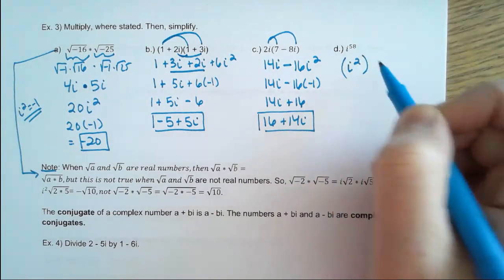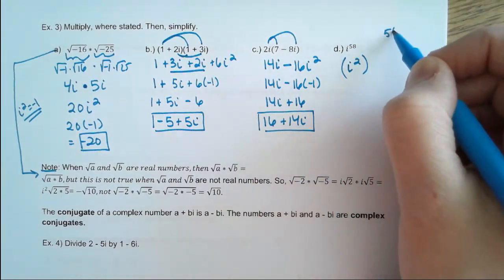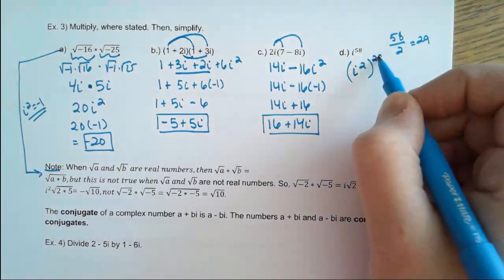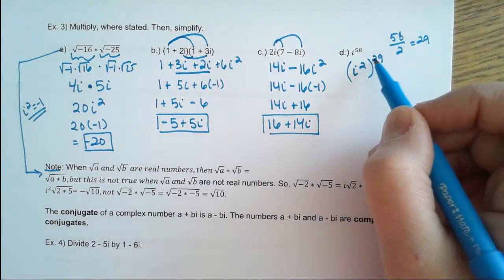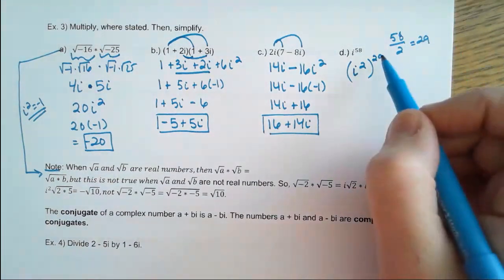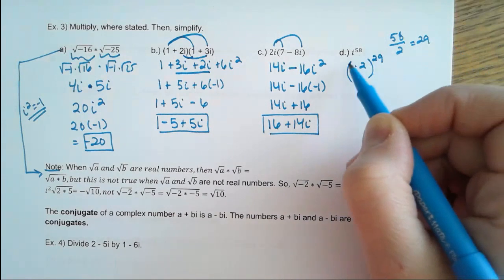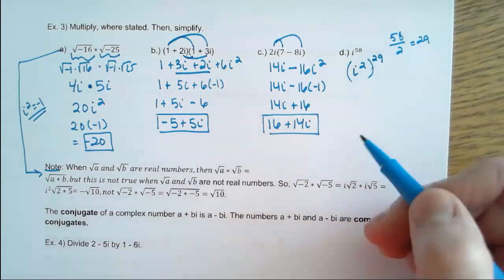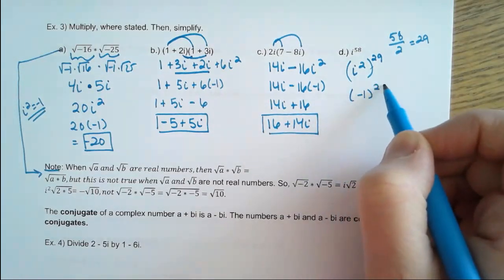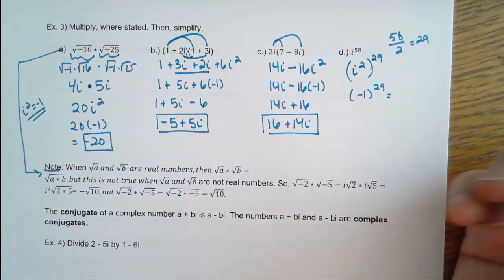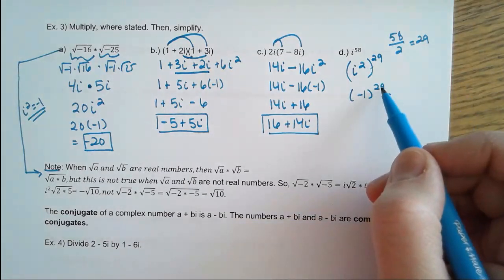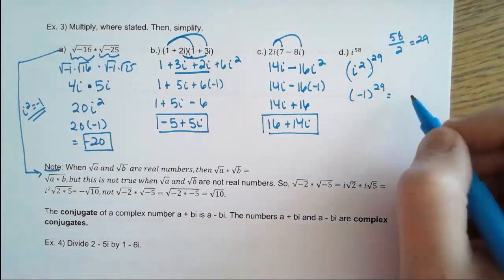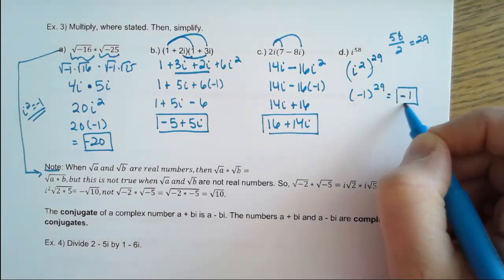But you can think about your power rules here. If you do 58 and you divide it by 2, you do get 29. So what I can do is rewrite this as i squared to the 29th power, because our exponent rules say that we can multiply when we have a double exponent. So I haven't changed anything here. I've just rewritten this. Now i squared we know is -1, and we can do -1 to the 29th power. Just think of it, if you have 29 negatives, they cancel in pairs. So 28 will cancel, but there'd be 1 left over. So your answer here is -1.